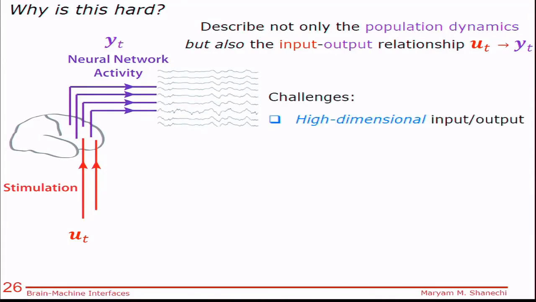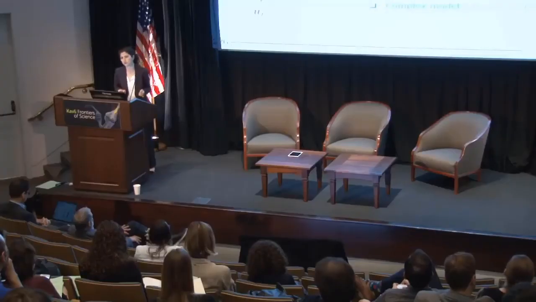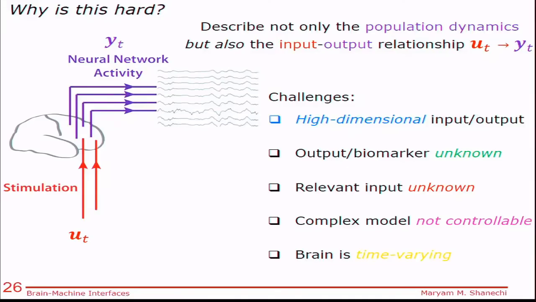And this is extremely challenging because, again, we have high dimensional inputs and outputs. In some cases, the output is unknown because we don't know what the neural signatures of these disease states are. We have no idea. The relevant input could be unknown because we don't know what stimulation parameters are going to make the subject feel better. And then we can build the most complex model, but it may be useless in the sense of closed-loop control because it's not amenable to real-time control. And finally, matters are made worse by the fact that the brain is plastic and time-varying. So you can see there are so many challenges that we have to solve algorithmically.